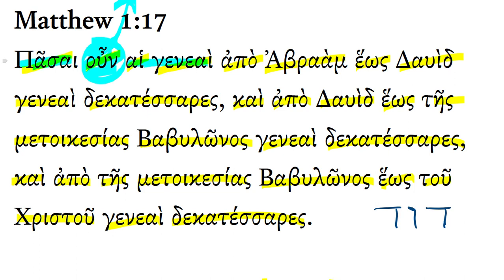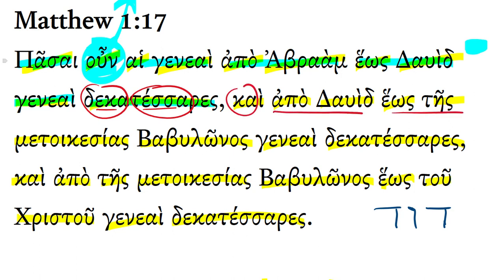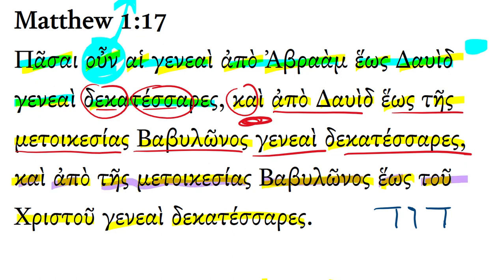So, all the generations from Abraham until David, and then implied are 14 generations. Notice the "deca" for 10, the "tessares," this is 4 and 10, 14. And from David until the deportation to Babylon, until the Babylonian exile, implied again are 14 generations. And from the deportation to Babylon until the Christ, implied are again 14 generations. So we look back and we see the structure: 14, 14, 14.